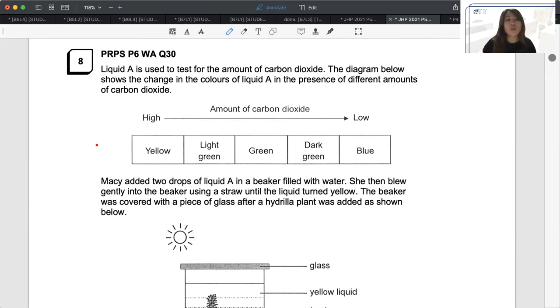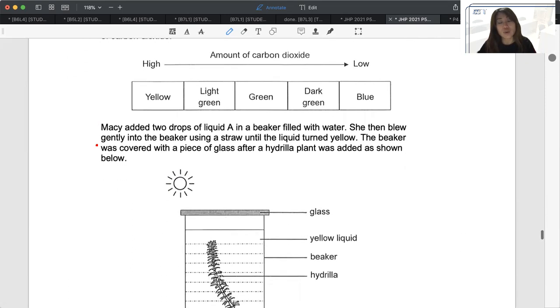How it changes. So if we read on, Macy added 2 drops of liquid A in a beaker filled with water. She then blew gently into the beaker using a straw until the liquid turned yellow. So if you look at yellow, you should know why. Why did she blow gently into the beaker such that the liquid turned yellow? Yellow means there's a lot of carbon dioxide, and she blew it because she is, in a way, carrying out respiration. So when she's respiring and blows out, she gives out carbon dioxide. So she's adding carbon dioxide into the beaker of water, making sure that the liquid turns yellow first. So there's a lot of carbon dioxide inside.